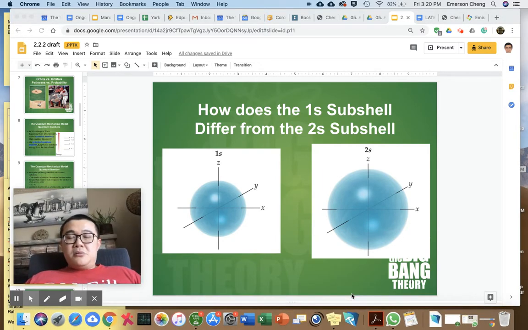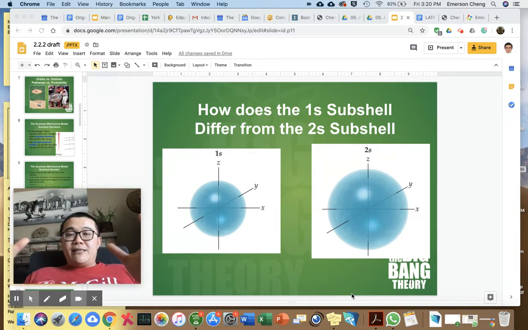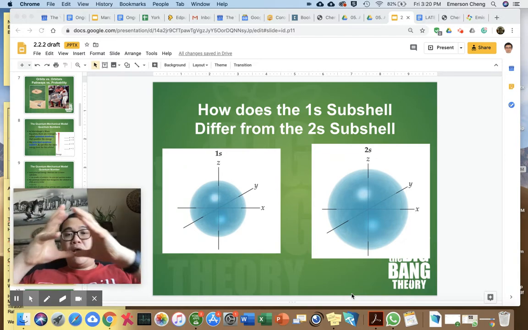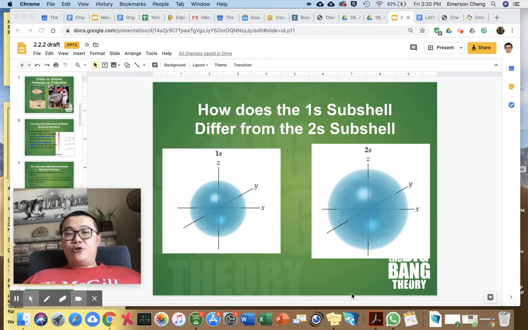Now, probably it just looks bigger. It takes up a lot more space. That's probably one of the big differences. But otherwise, shape-wise, it is somewhat the same. It just expands more. It's further away. It has a larger area of possibility, so to speak.